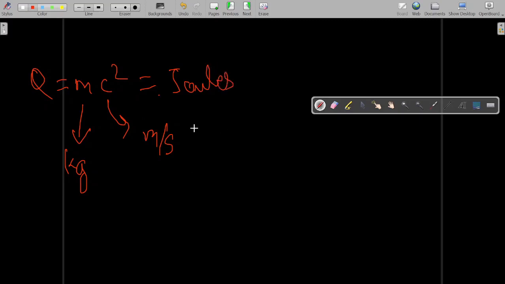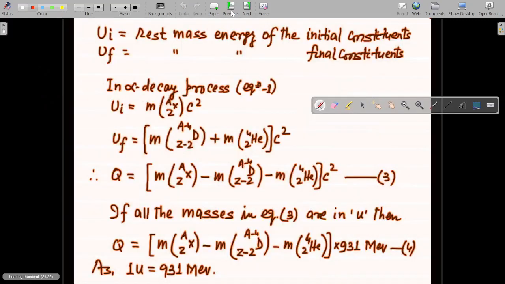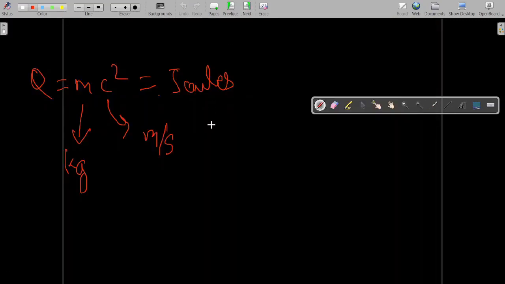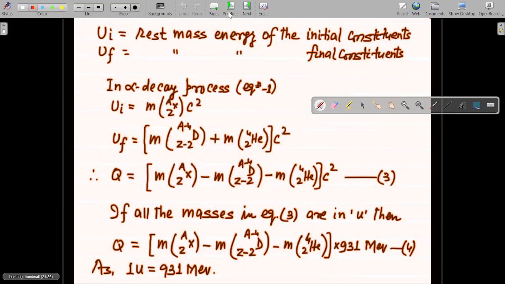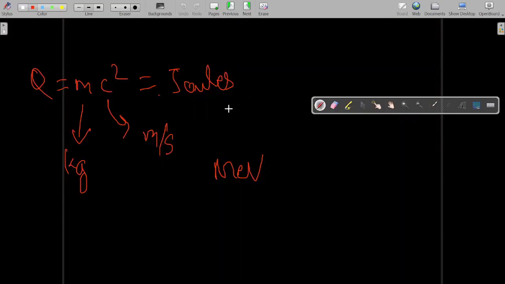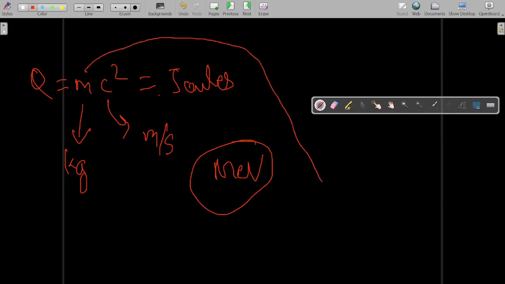But if you want to convert it into mega electron volt, then simply take the mass in atomic mass unit or unified mass, and multiply it by 931. Then you will get the Q value in mega electron volt instead of joules.